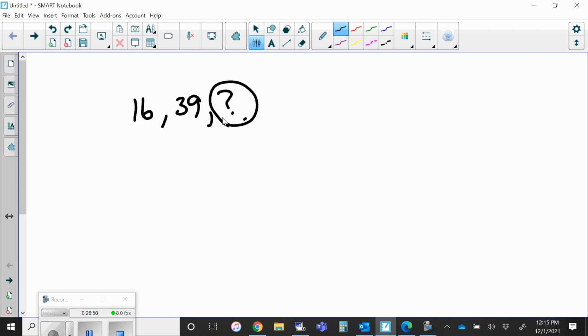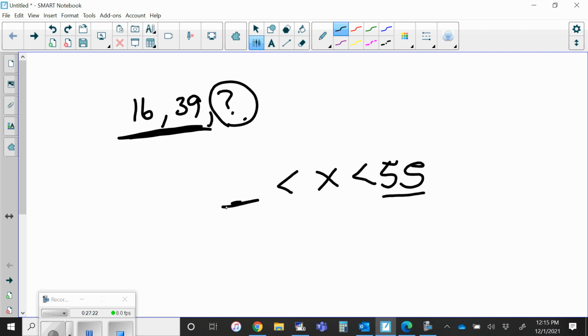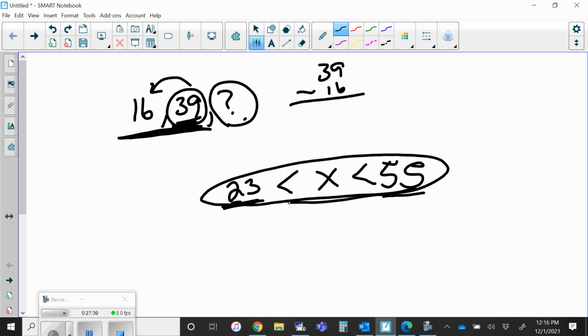No. So what we would do, listen. These two have to add to be more than the missing side. So I find my top number by taking those two and adding them together, which is 55. That's my ceiling. So I'm going to put the 55 here and do that every single time. It can't be higher than 55. And to find the low number, you take the highest one here and subtract the lowest one. So 39 minus 16 is 23. So as long as it's between 23 and 55, your missing side is good.